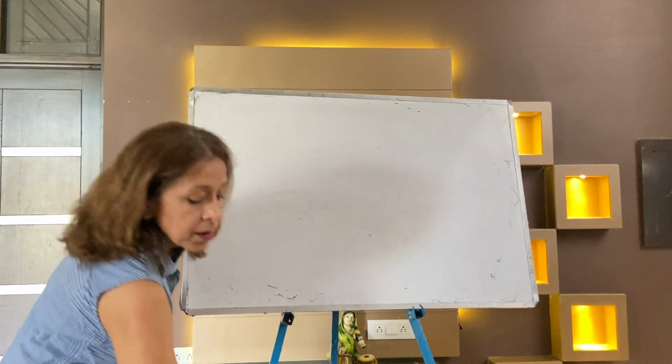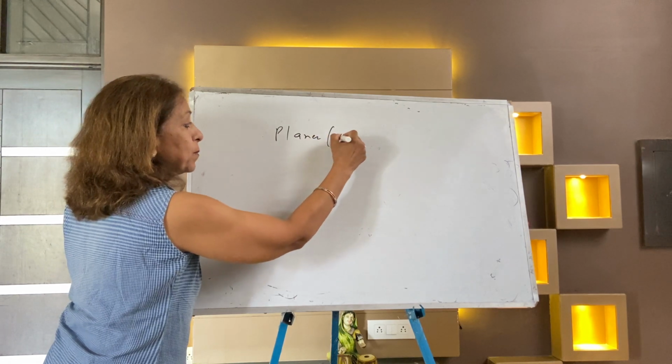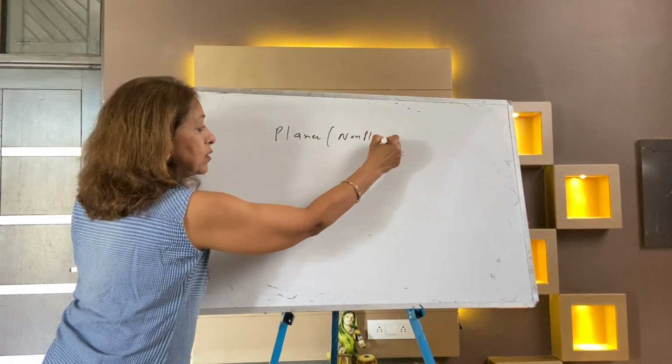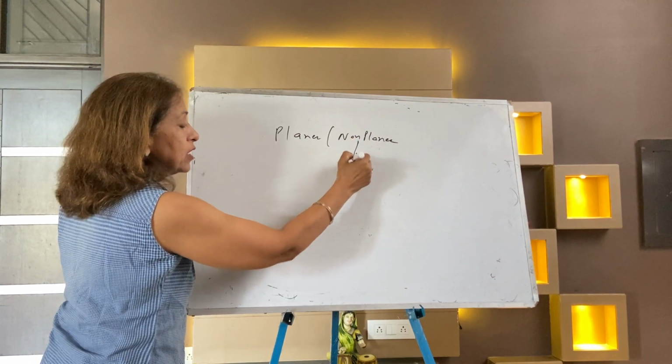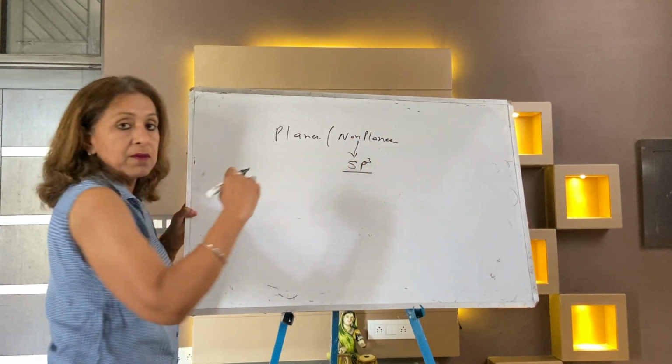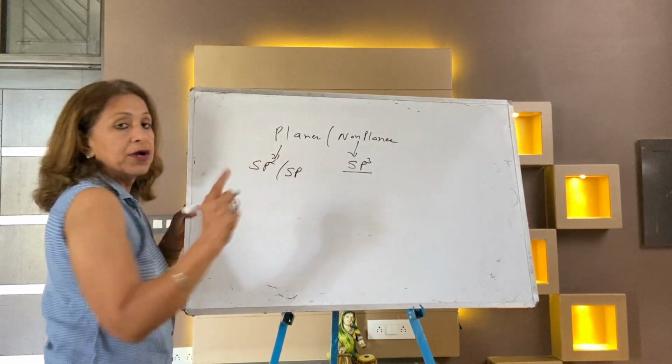Next is planar and non-planar. How would you identify whether a hydrocarbon is planar or non-planar? It is non-planar only when an sp3 carbon is present. When there are only sp2 and sp carbons, you will call it planar.